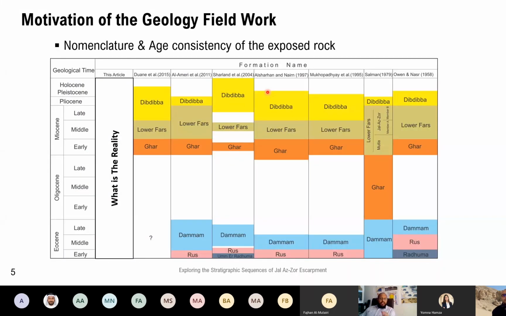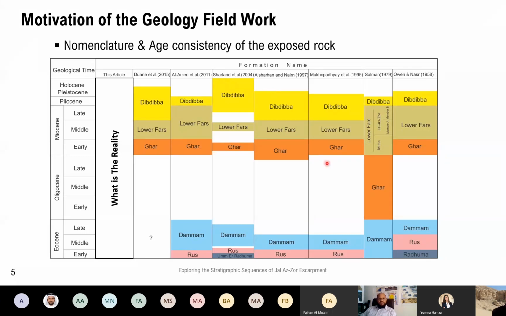By looking at several publications, and this is from a publication that we did on the age dating of the Jal Az-Zor outcrop as well as some well data, we noticed, as you can see here, a big discrepancy in the identification of what has been known as the Kuwait group. Here the Kuwait group is composed of the traditional tripart, which is generally undifferentiated for the most part, especially in Kuwait. So we have the Dibdiba, Lower Fares, Ghar.